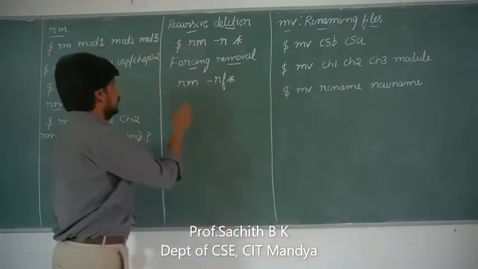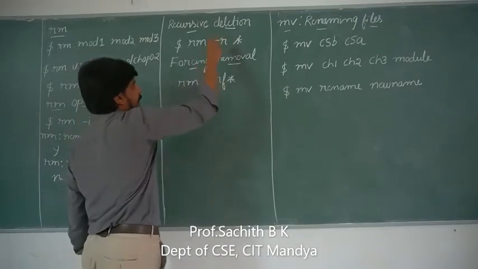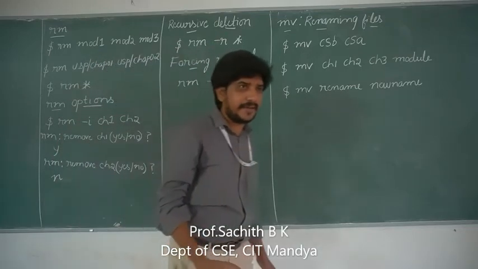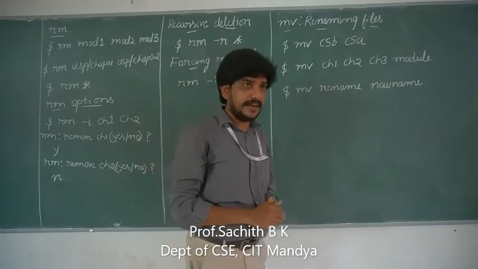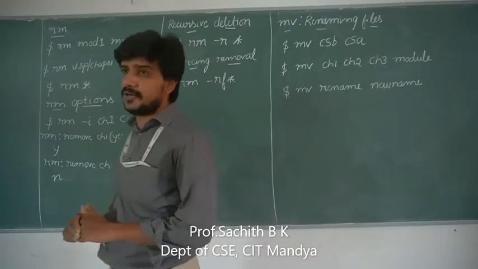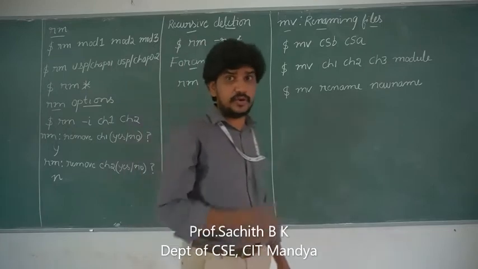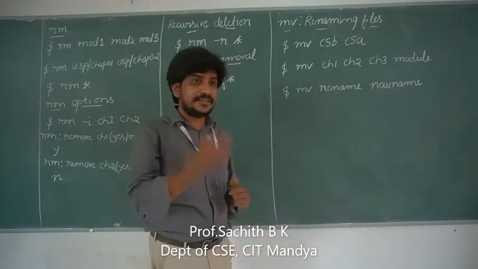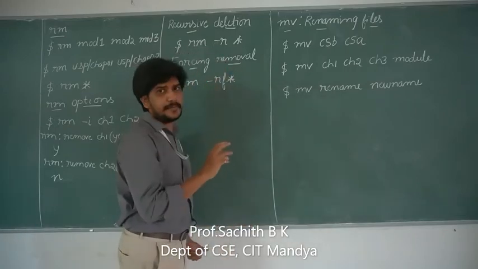So the next option is -rf star. That means along with -r, you can use f, which is mainly used to delete a file which is write protected. There will be some files and directories in your file system which will be having write protection. That means you cannot make any modifications to those files and directories. Suppose if you want to delete such write protected files, then you need to use the option f.